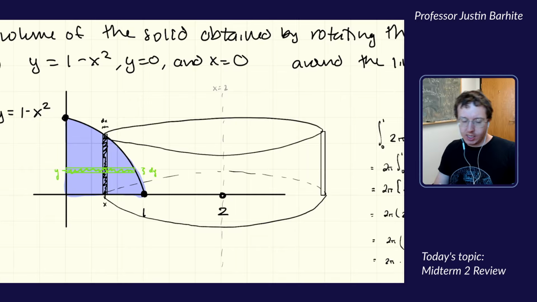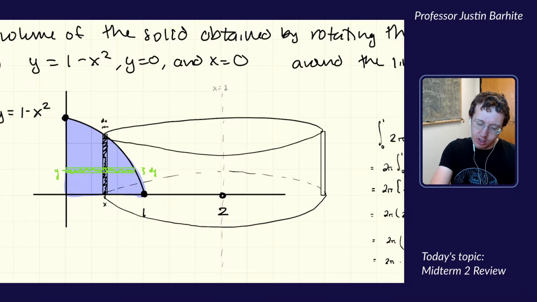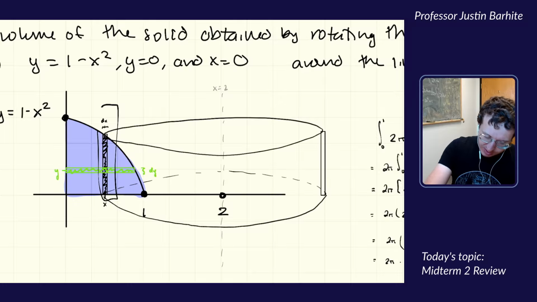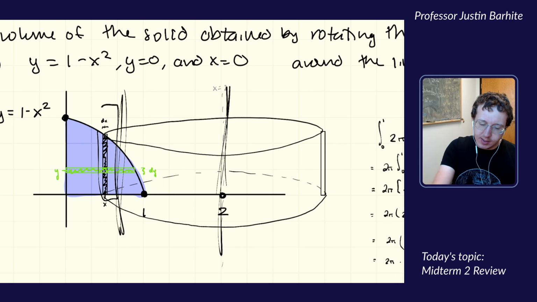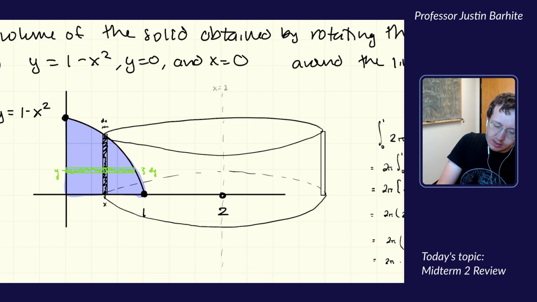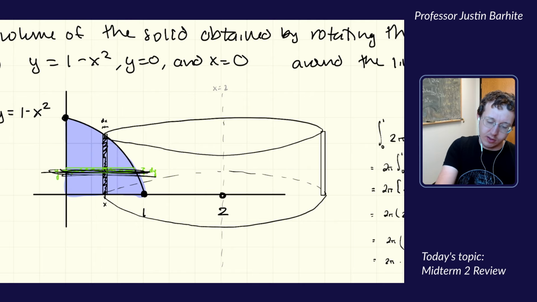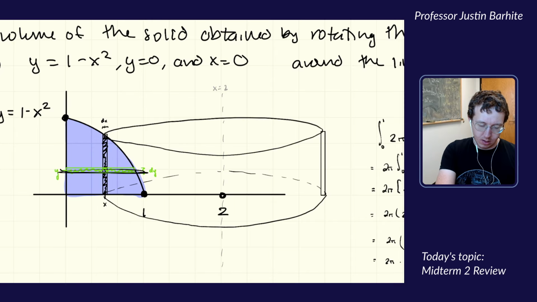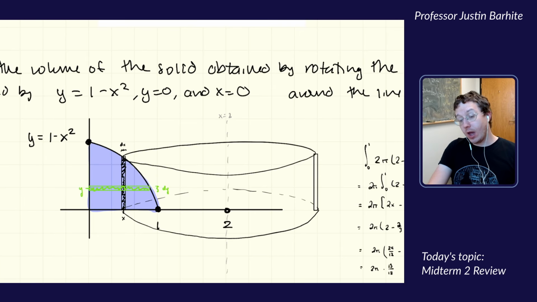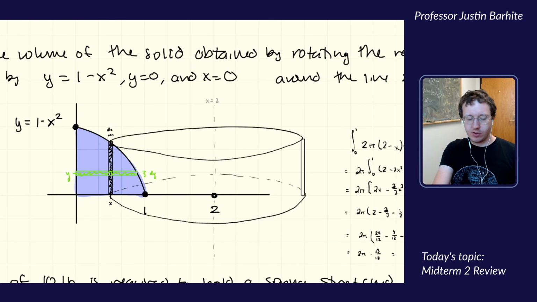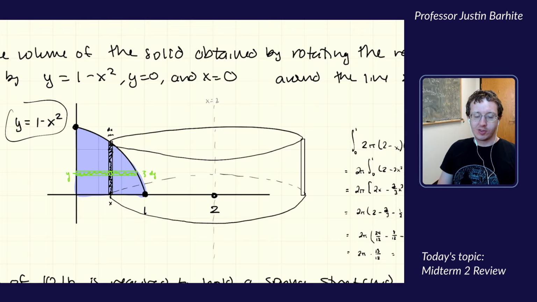whichever method you like. I guess you'll always get shells if you make your thin rectangles go in the direction that's parallel to the axis of rotation, and you'll get disks or washers if you pick the rectangles to go in the direction which is perpendicular to the axis of rotation. I always just go with whichever method makes the function simpler.